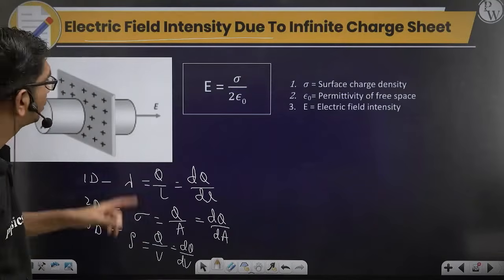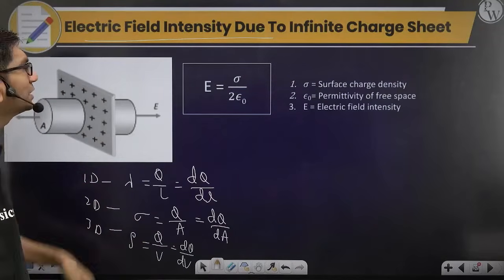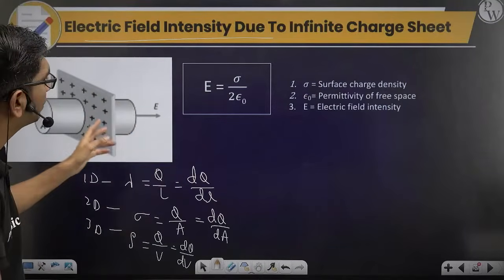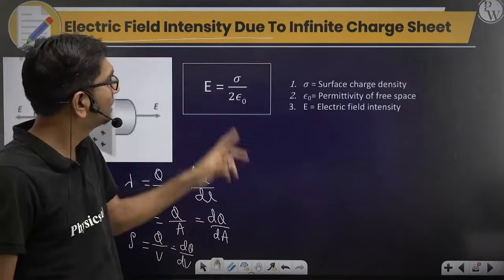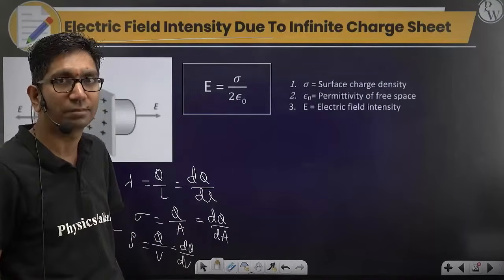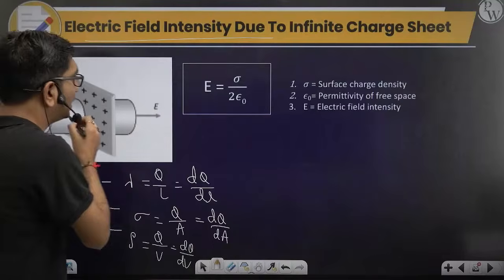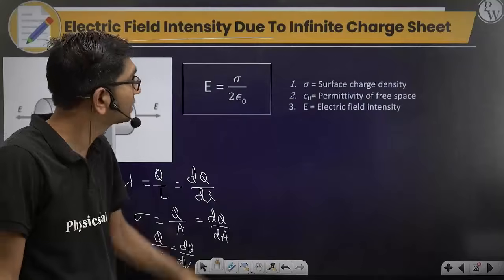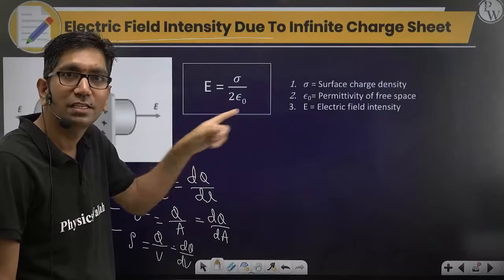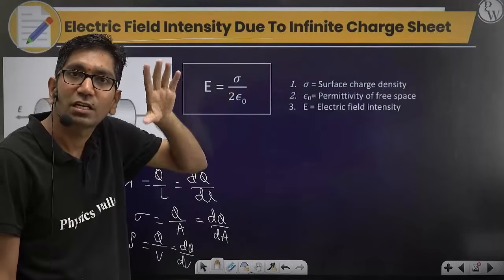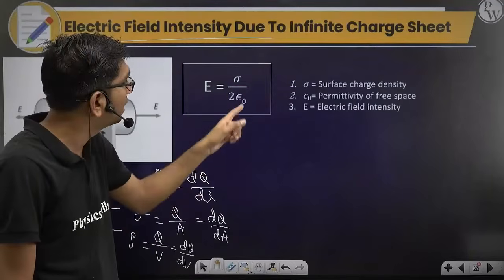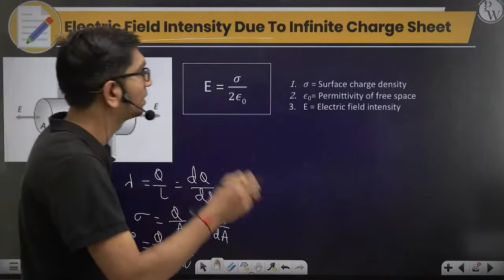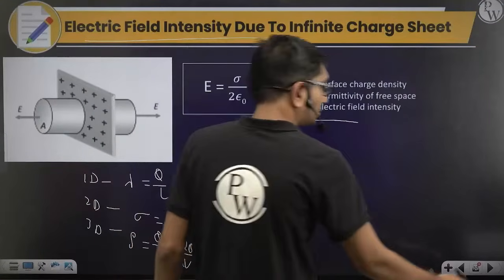See here, this is one type of paper. This is an infinite charge sheet I have taken here. Due to this one, the electric field intensity we get is sigma by 2 epsilon naught. Remember one point. Electric field intensity will never decrease with the distance. As the electric field travels in a forward direction, it goes with a constant electric field intensity. It doesn't depend upon the distance. Remember.